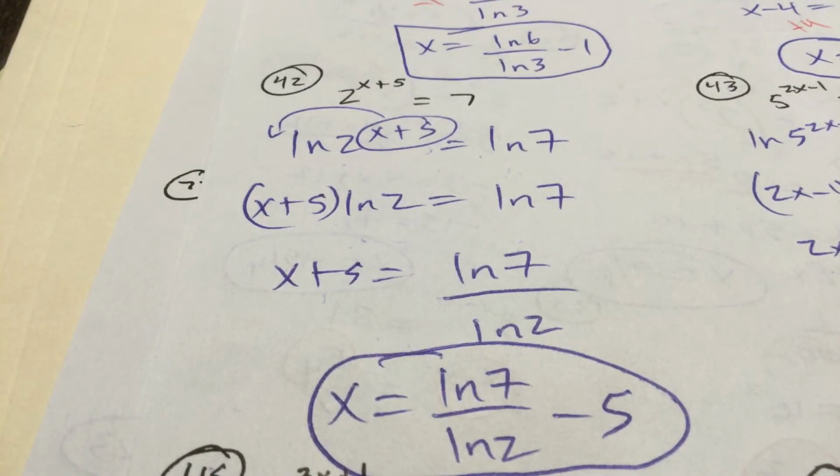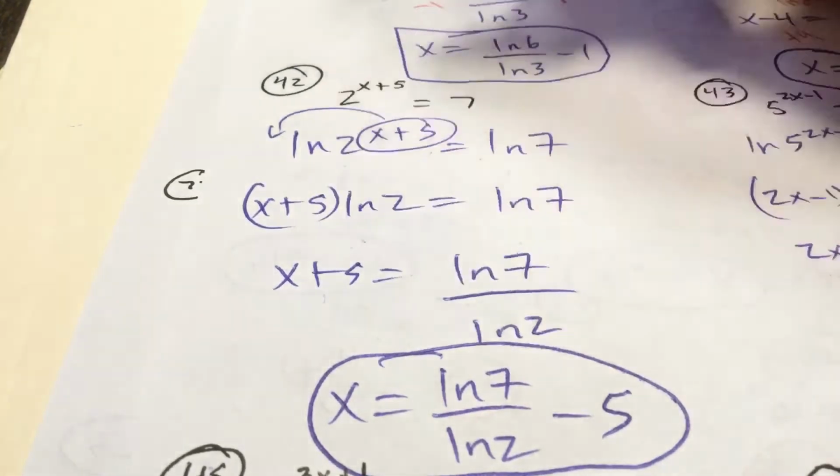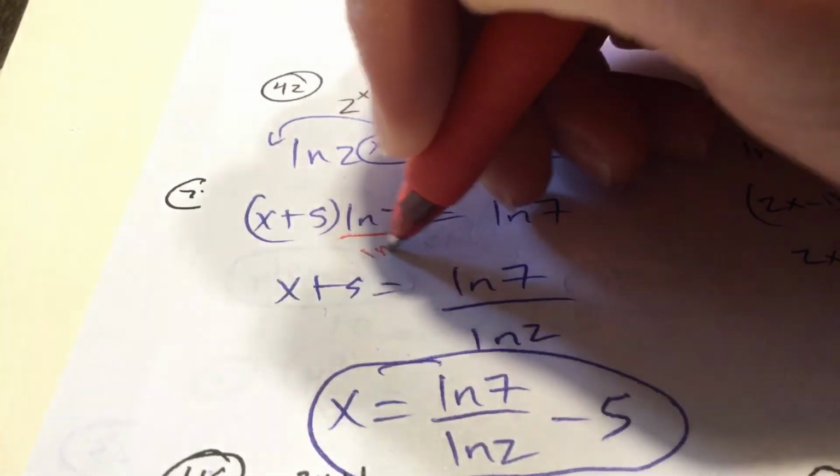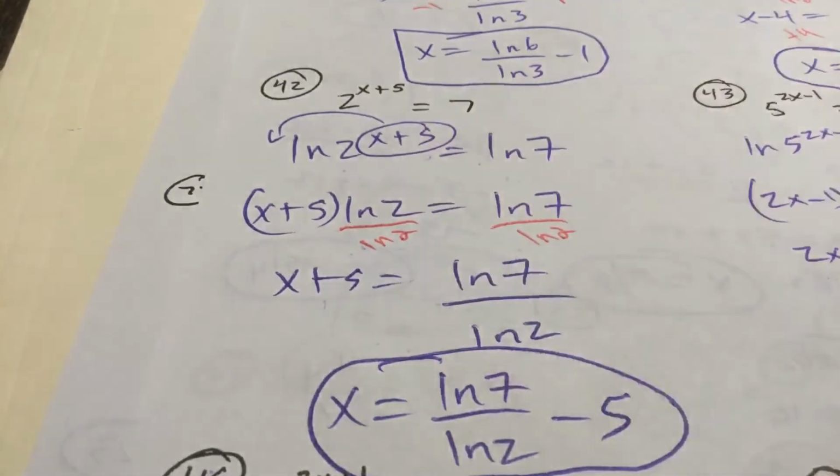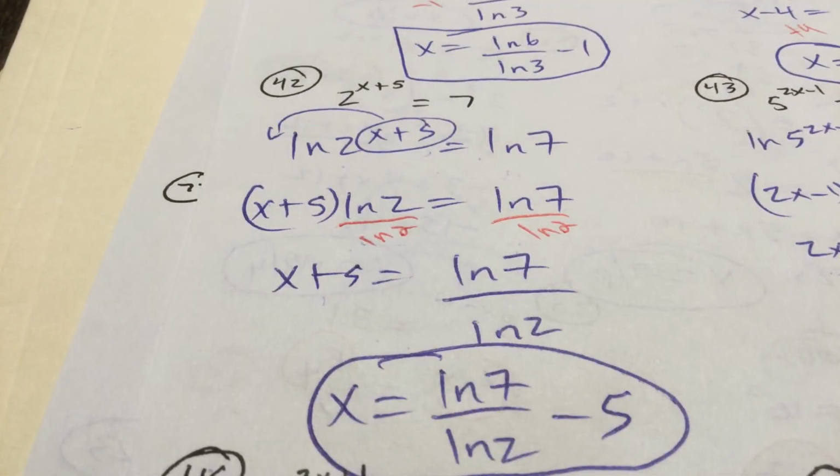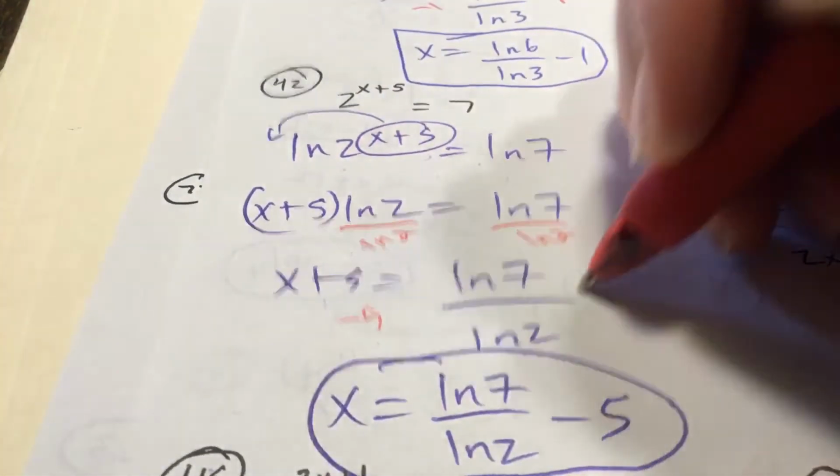Attach natural log to both sides. Bring down that exponent, x plus 5. Divide both sides by natural log 2. X plus 5 equals natural log 7 divided by natural log 2. Subtract 5 from both sides.